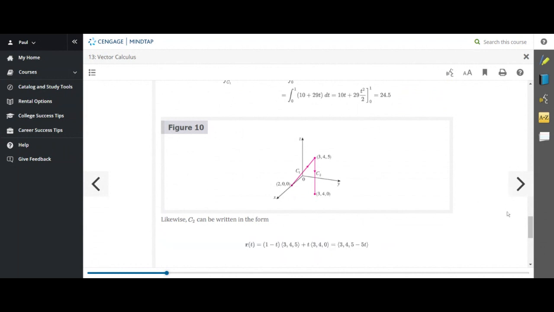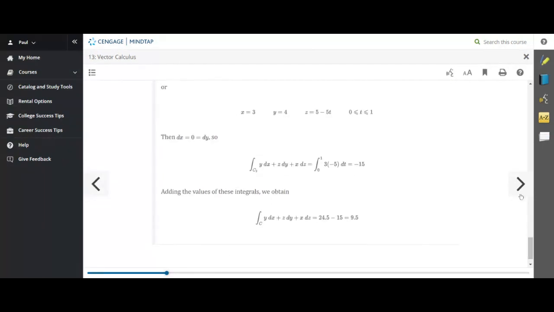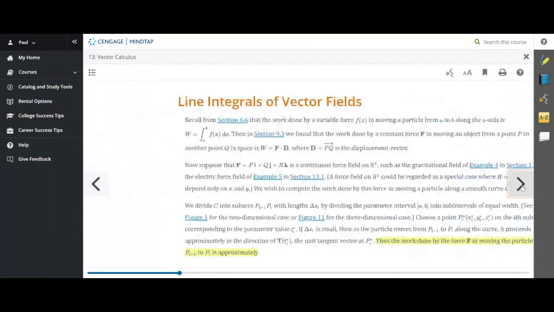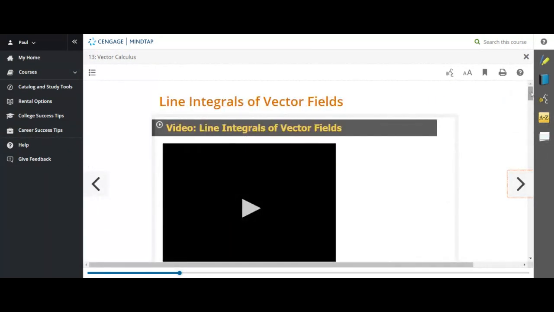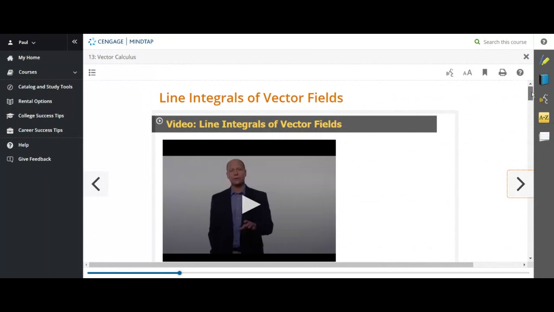But let's move on here. I want to try to get 13.2 done. Now here is something about line integrals of vector fields. I think what I'm going to do is stop the recording and then do this as a new recording. So one moment.